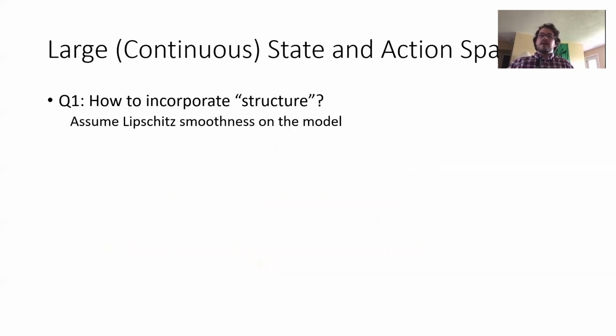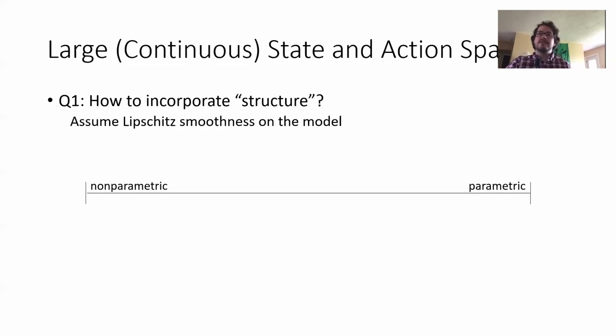And so in a lot of operations research problems, we found that they have very large or continuous state and action spaces. And the first question that you would have under these settings where the state and action space is large is how you can try and incorporate structure. And so what we choose to do is assume Lipschitz smoothness on the model, but obviously there's a wide range of approaches that you can take, spanning from parametric to non-parametric approaches.